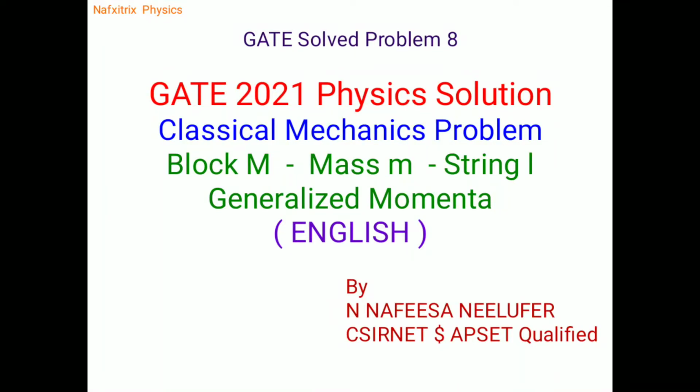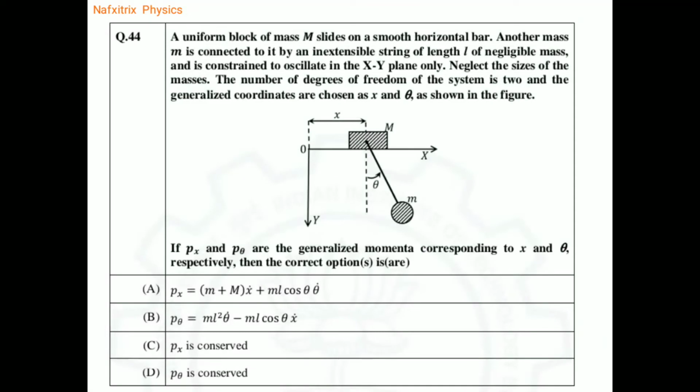So let's discuss a problem from GATE 2021 physics, and this is from classical mechanics. This is related to a block of mass M and another mass attached to it by a string of length L, and also finding generalized momenta. So this is the problem.